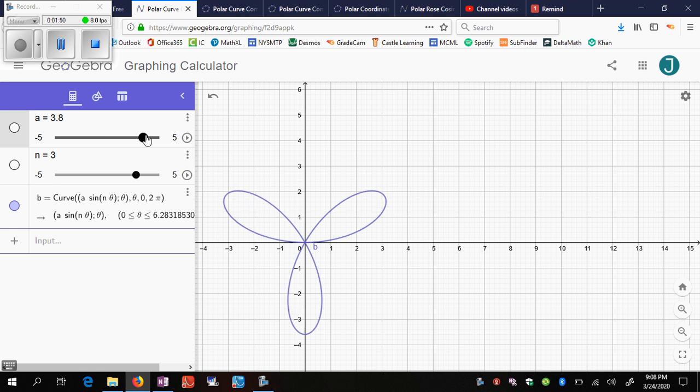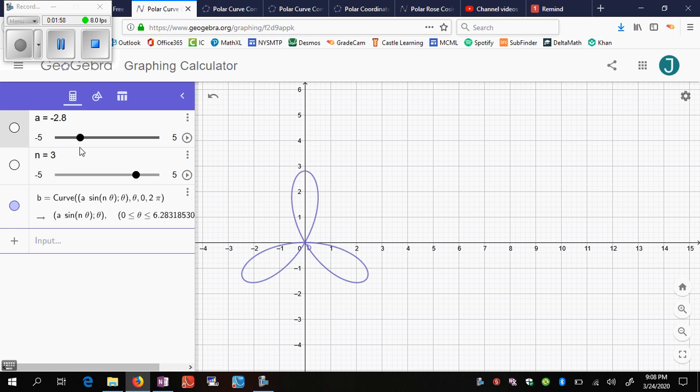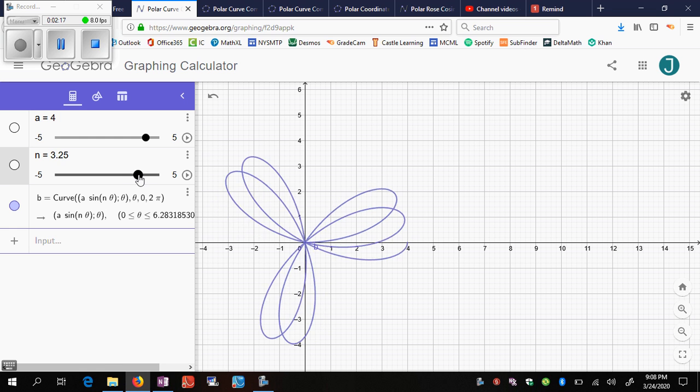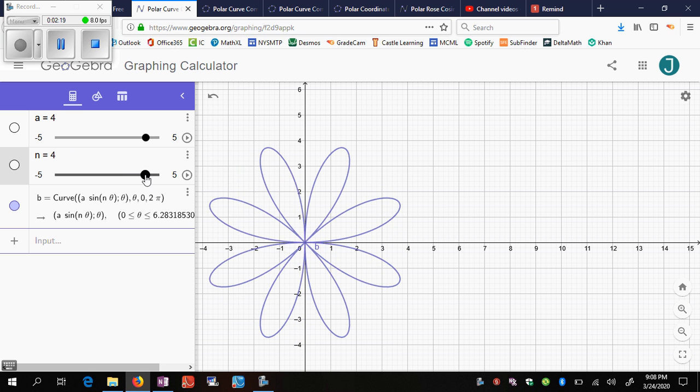This number that's in front of the trig function makes the rose petals bigger. If I do a negative, you can see that it just flips it upside down. It still has symmetry about the y-axis because again I'm dealing with a sine polar rose. But what's really interesting here is this transition from an odd number to an even number and back and forth for the number in front of the theta.